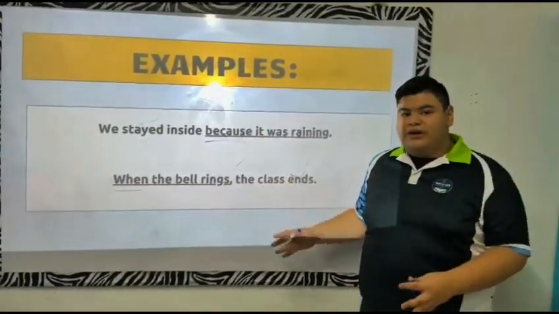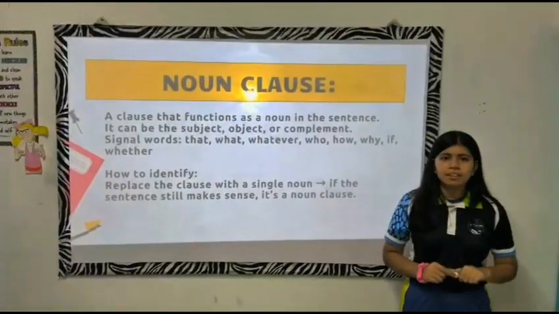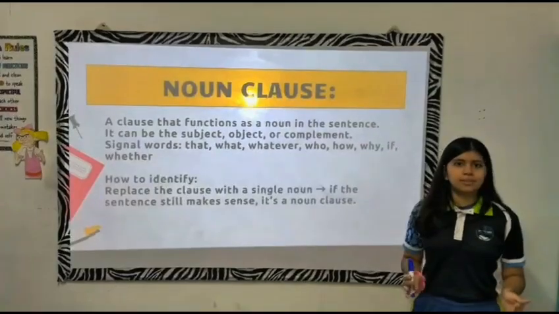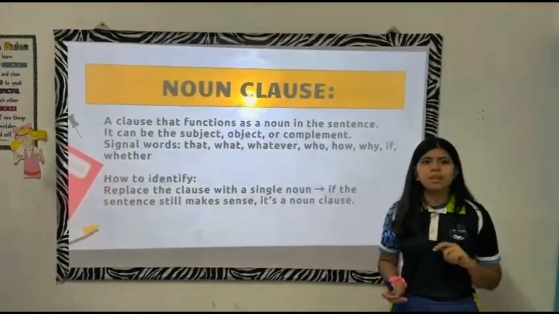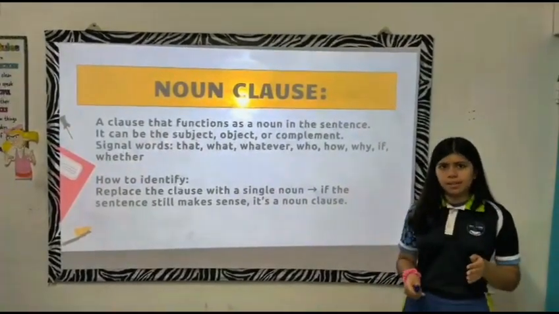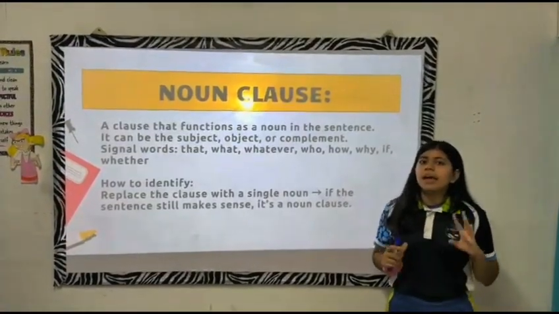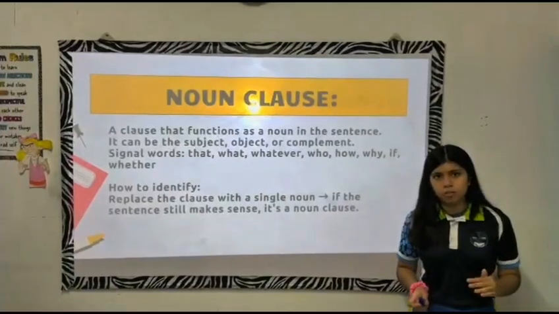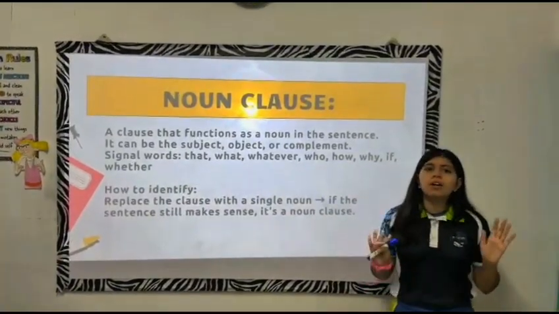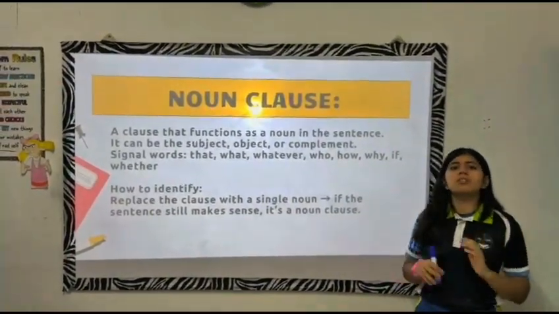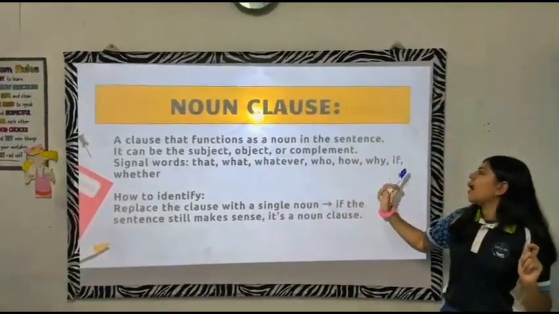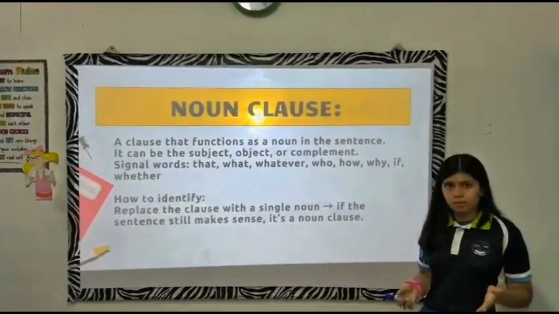When the bell rings. The noun clause acts as the noun of the sentence, but it is still a dependent clause. So, how can we identify it? We need to have a good eye because it shows a relationship with the relative pronouns and subordinating conjunctions. Here are the main words commonly used in a noun clause: that, what, whatever, who, how, why, if, whether.